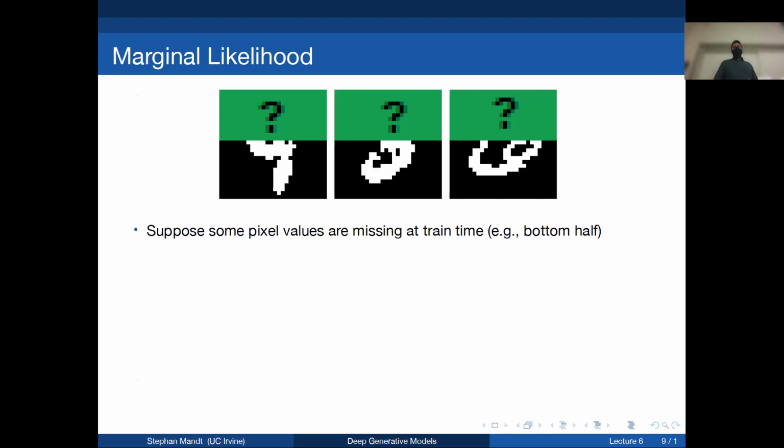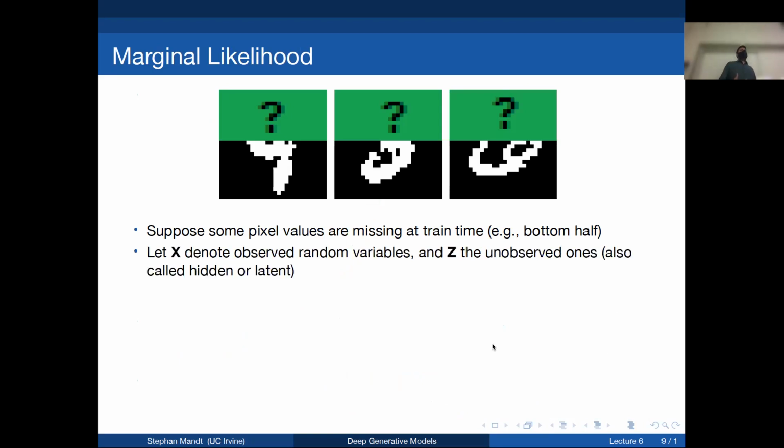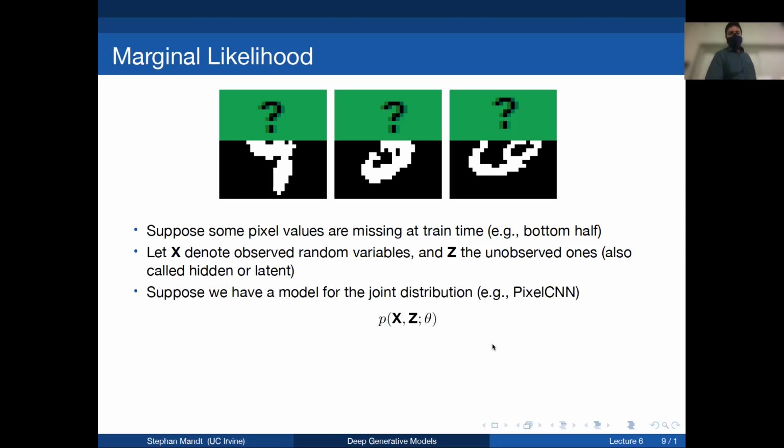We also talked about marginal likelihoods, and in particular, their relevance in learning models over only partially observed variables. For example, think of handwritten MNIST images that are partially occluded. We just don't know the values of the pixels in the top part of the image. In this interpretation, X could be the observed part of the image, and Z could be interpreted as the unobserved part, the top part. Suppose we want to learn a model over these images in the presence of this missing information Z.